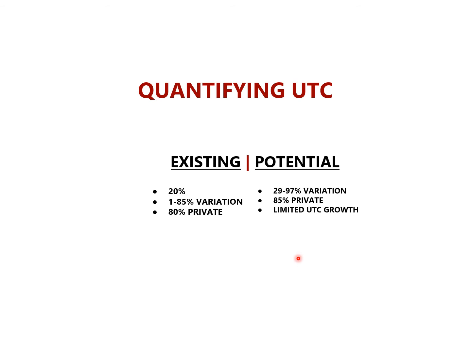And so then they also quantified the potential. These are areas where they could plant trees, but there are not currently trees. And what they found was, again, a lot of variation in the patches. There was anywhere from 29 to 97% variation, and 85% of this area was on private property.